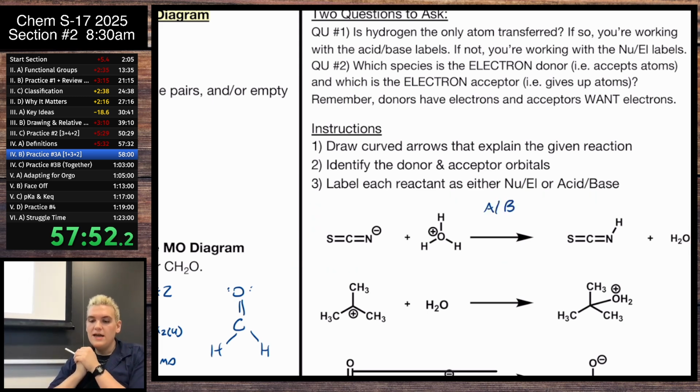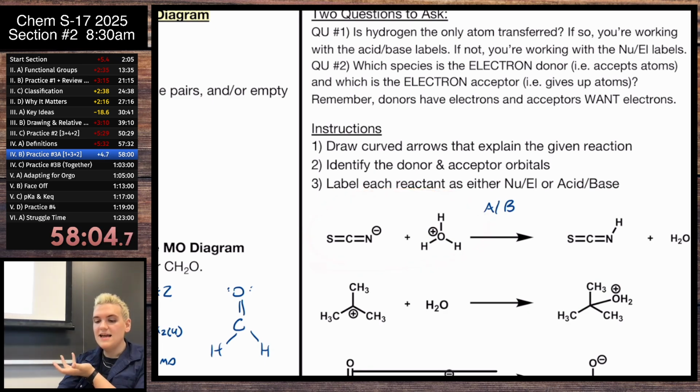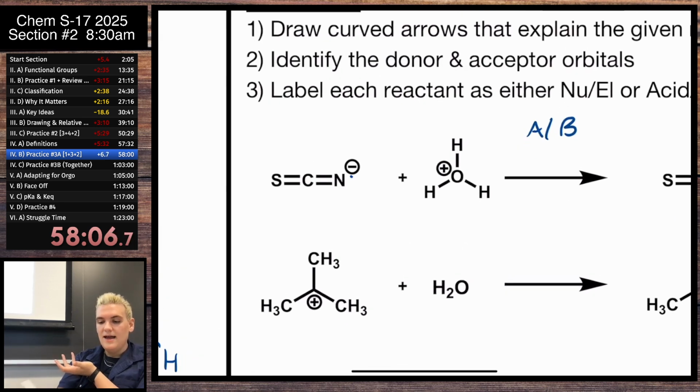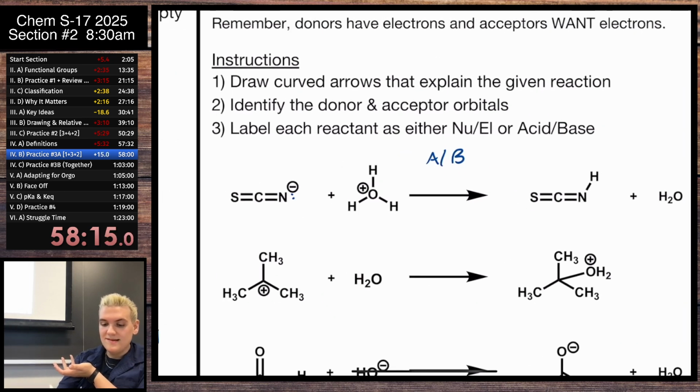Then we need to figure out which one's the electron donor and which one's the electron acceptor. Which of these looks like it has more electrons to donate, the left side or the right side? The left, because it has a negative charge, right? And we know lone pairs are great donors. So that's going to be our donor. And based on this structure, this has to go and grab a hydrogen.